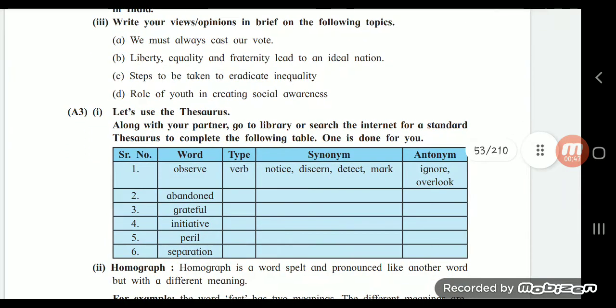A3. Let's use the thesaurus. Along with your partner, go to the library or search the internet for a standard thesaurus to complete the following table. One is done for you.